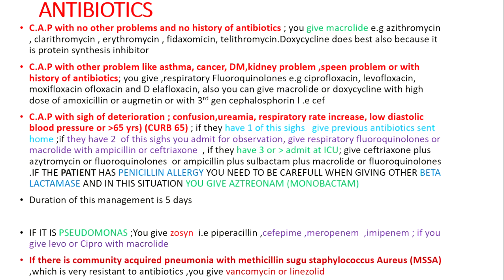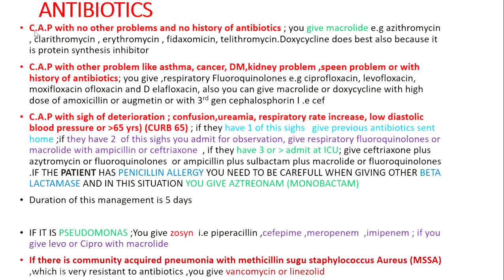So the first thing we'll talk about is antibiotics. Earlier on we saw that 65% of pneumonia is caused by a bacteria, streptococcus, which is a community acquired pneumonia. So we will look at the different antibiotics used to manage pneumonia.